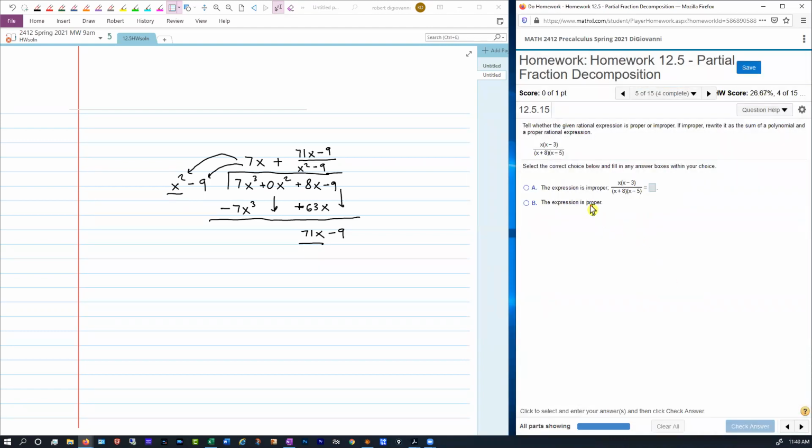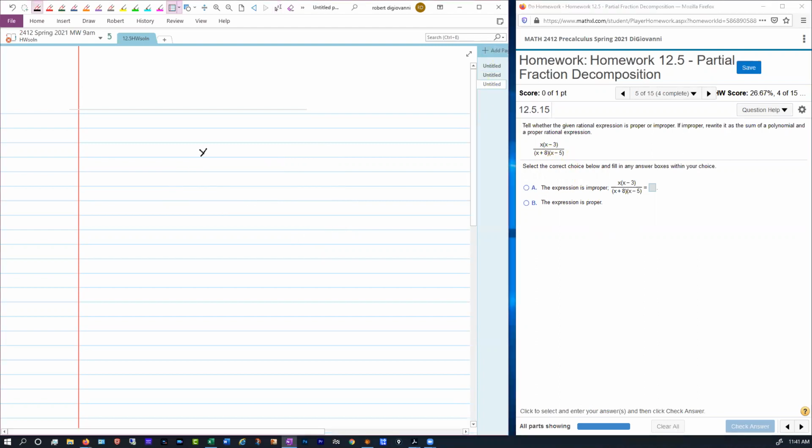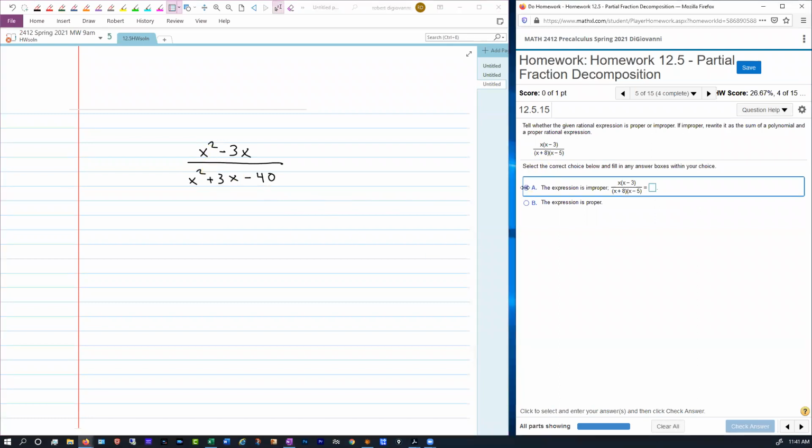Next question. Tell whether it's proper or improper. So the degree of the numerator here, if we distributed that through, it'd be x squared minus 3x. And the degree of the denominator, if we FOIL this out, we would get x squared plus 3x minus 40. So I went ahead and did that kind of mentally, but I trust that you could FOIL the bottom out. You can see these have the same degree. And since they have the same, it's improper.